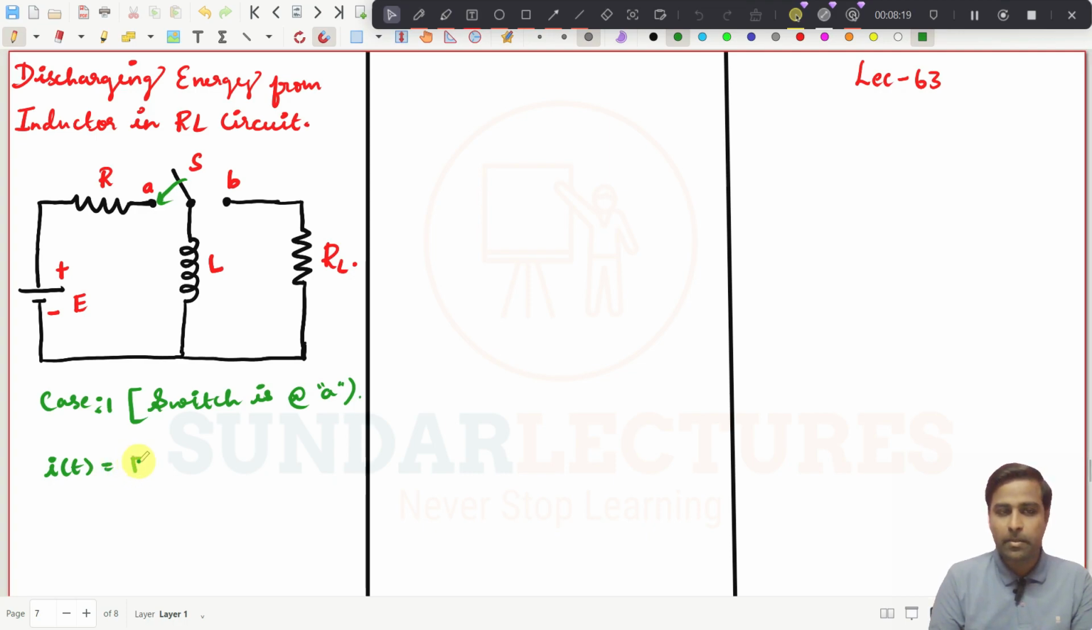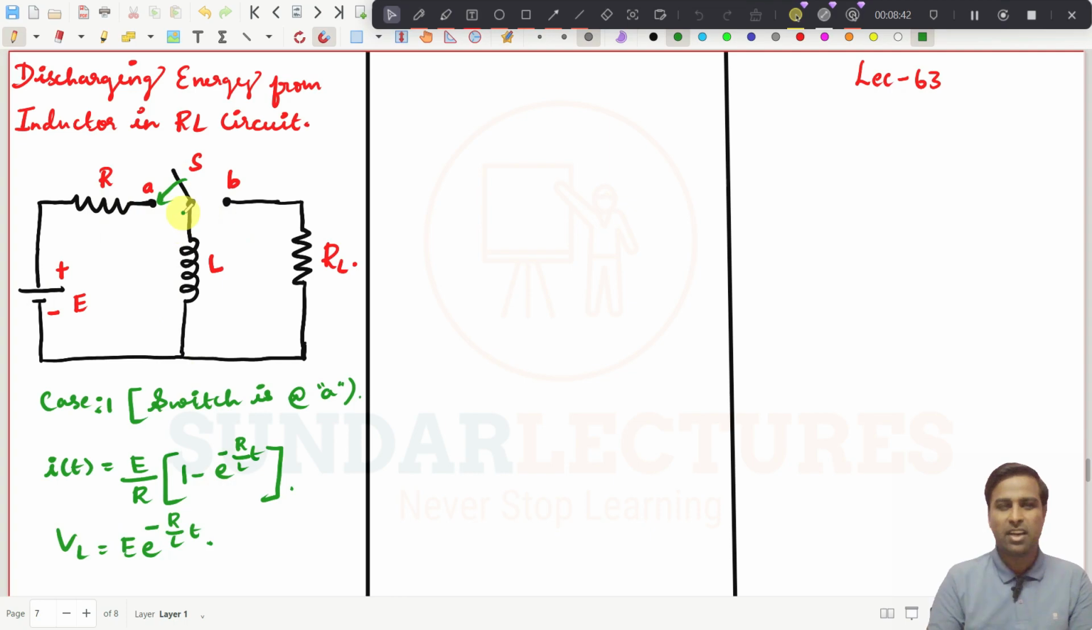I of t will be E by R into 1 minus e power minus R by L into t, right? And what is the voltage across the inductor? Voltage across the inductor will be E into e power minus R by L into t. That is what we have seen, right? Even if it is not connected to a short circuit, I of t and V of t will be this.